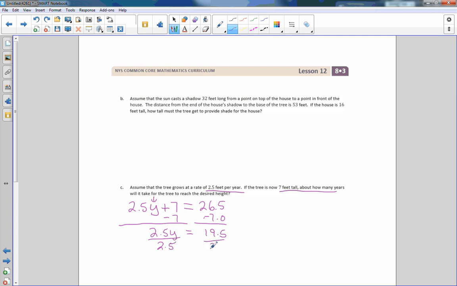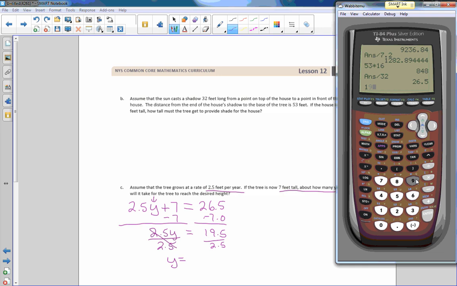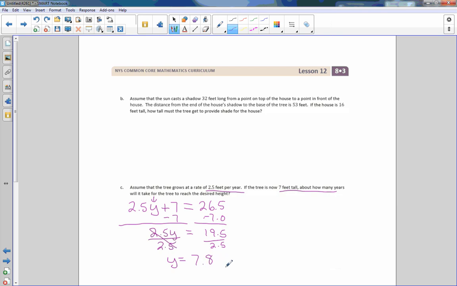So I divide both sides by 2.5. These cancel, and I get y equals 19.5 divided by 2.5, which is 7.8. How many years will it take for the tree to reach this desired height? 7.8 years, or I could say y is approximately 8 years. Okay, that was a good question.